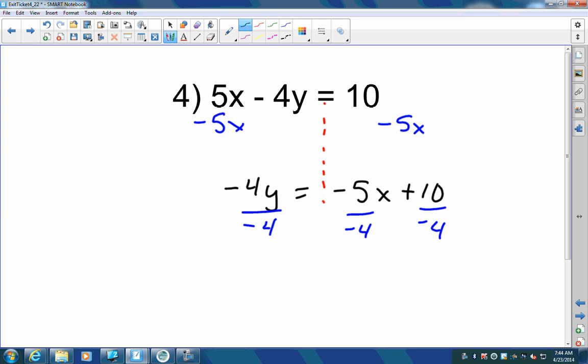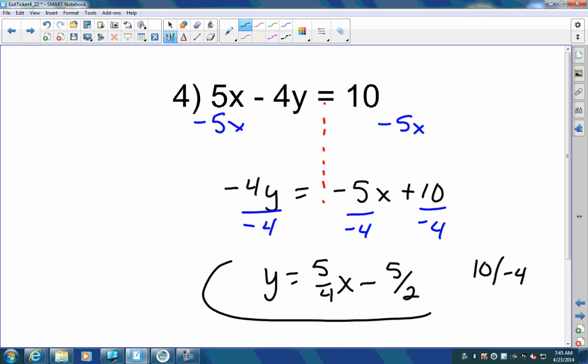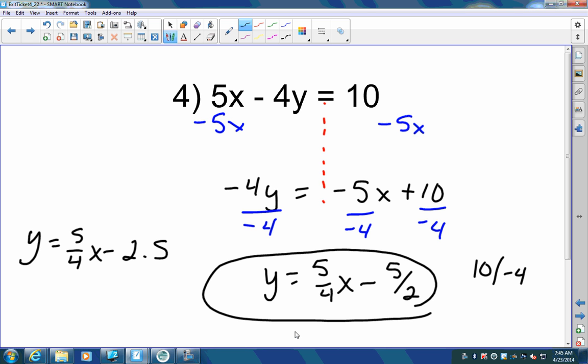Now, I get y equals, a negative divided by a negative is a positive, 5/4 x. Then take 10 divided by negative 4, press math, enter, enter, and reduce it. You should have got minus 5/2. This is your answer. That's slope-intercept form. You could have put it as y equals 5/4 x minus 2.5.